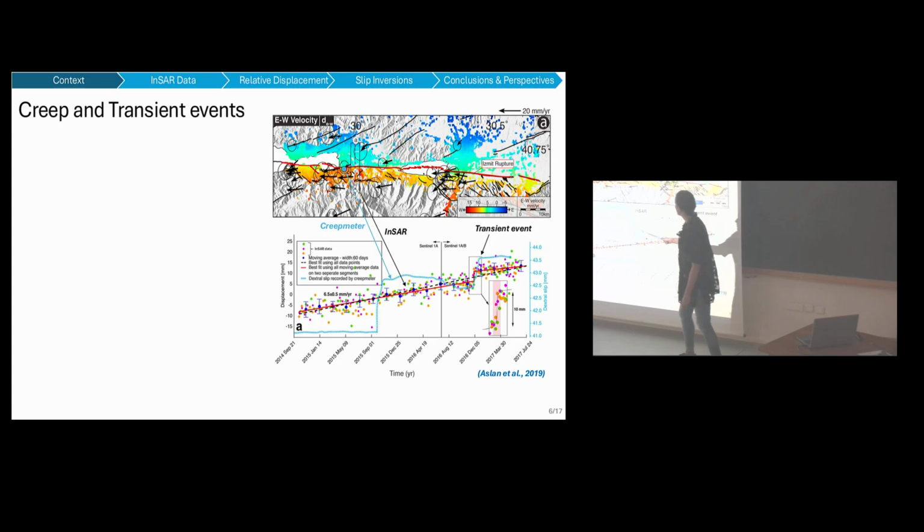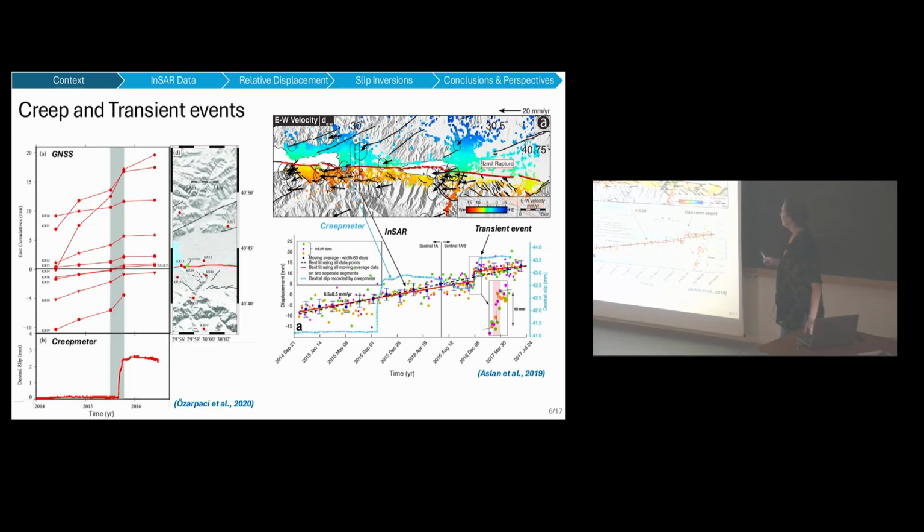But what about this event? We know that there is something here, and it's not really clear in the InSAR data. Hopefully, Aslan et al. one year later used campaign GNSS stations. Here you have the stations close to the fault, and they studied the east cumulative displacement from these stations. You can see that you also have continuous creep, and in September 2015 another transient acceleration correlated with the creep meter record. So they highlighted another transient event.